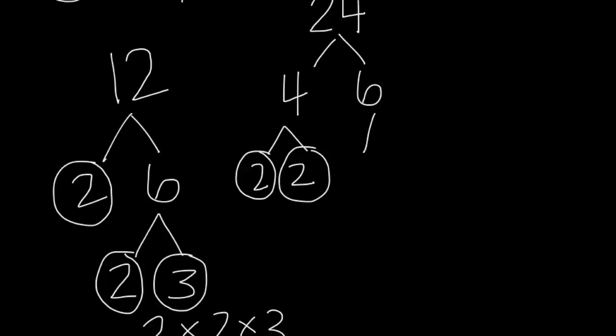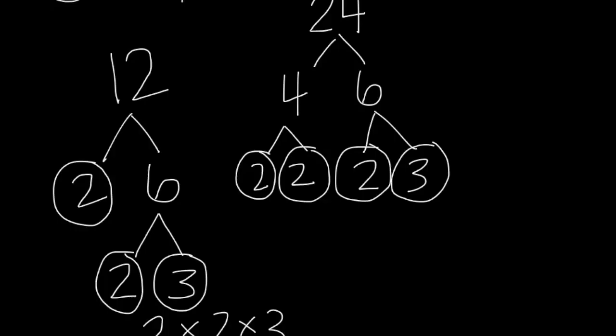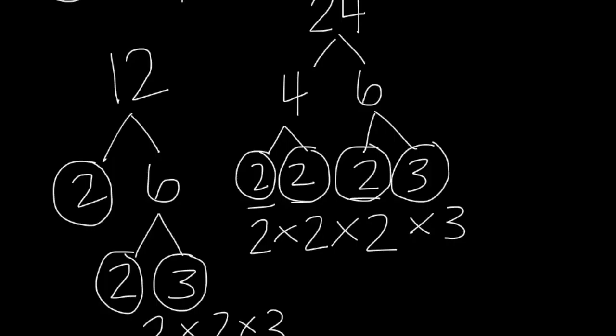Next, for 6, I can break 6 down into 2 times 3. And once again, I know 2 is a prime number, and I also know 3 is a prime number, so I'm going to circle both of those. Now I find it helpful when writing down our broken down numbers to do it in numerical order, starting with the smallest and ending with the largest. So I have 3 2's, so I know 2 times 2 times 2 times 3 equals 24.